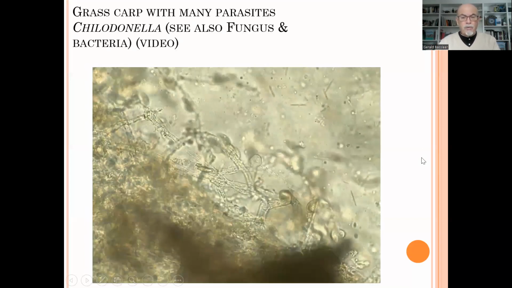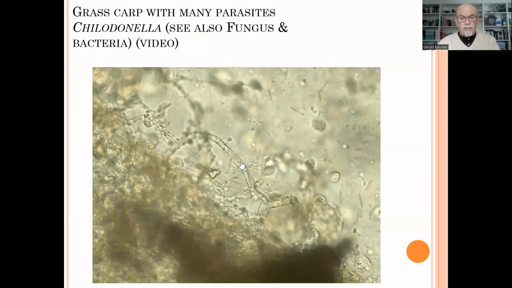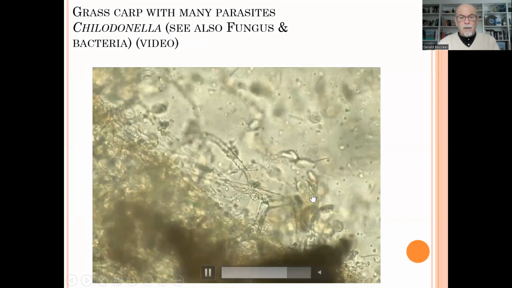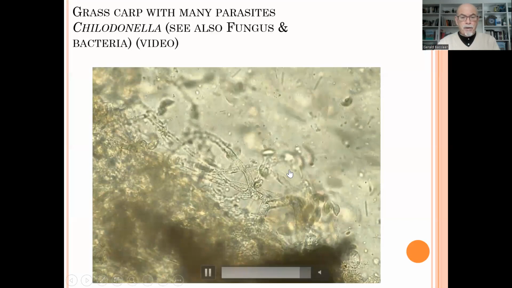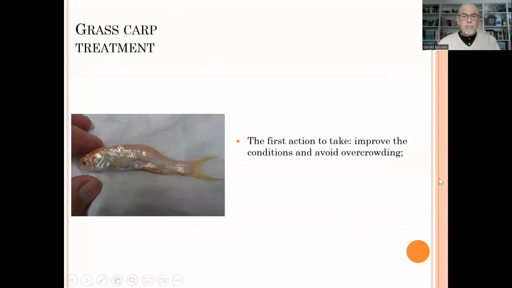Here we see it in a closer magnification. And we also see the fungal threads here. We see the bacteria here, and we see the massive amount of parasites which are just permanently eating on the fish, its skin and the mucus, destroying the fish. So what treatment do we suggest?